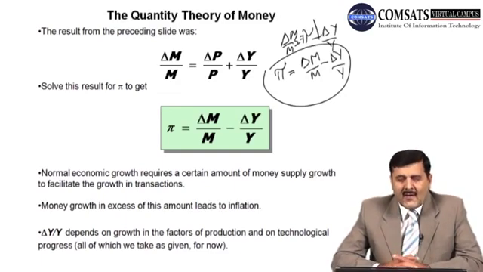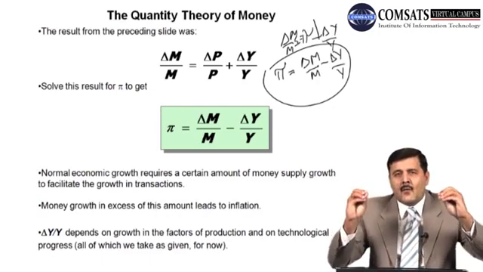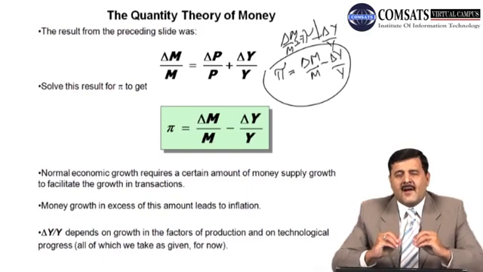So what we can observe from this equation is that nominal economic growth in a country requires a certain amount of money supply growth to facilitate the transactions which take place in the economy, the growth of transactions in the economy. Now money growth in excess of this amount leads to inflation, right? A certain level of growth of money supply is required to facilitate transactions in the economy, right?